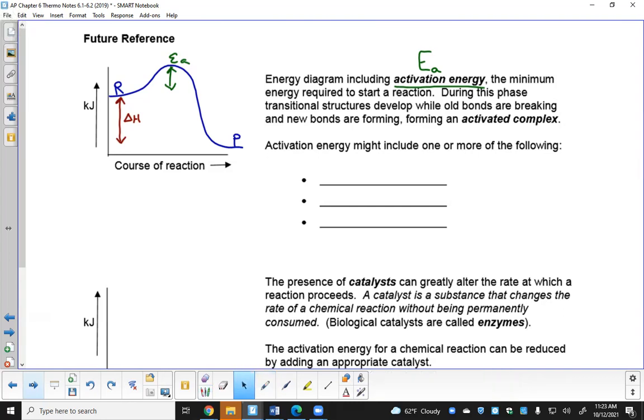So that activation energy might include something like heat. Sometimes you have to give it a little energy that way. Sometimes light works. Some reactions are photosensitive. Or maybe you have to give it a little electricity.